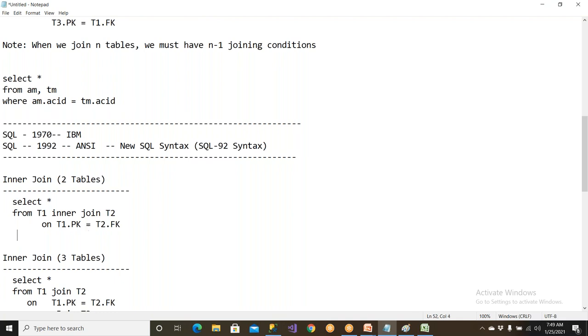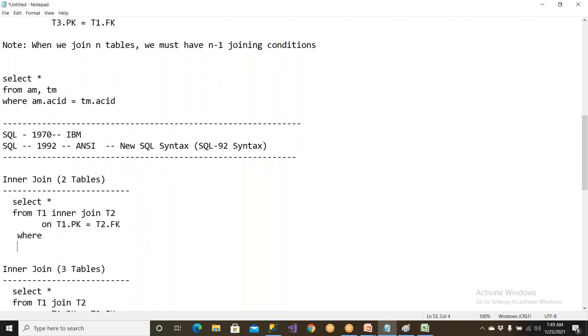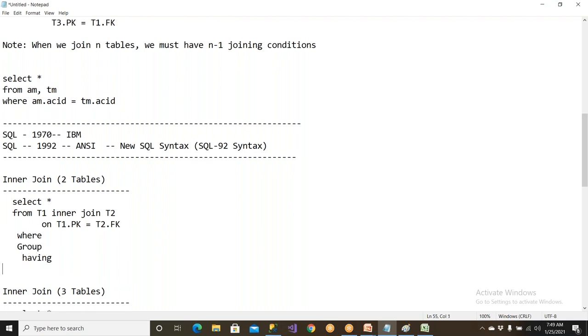After writing this, you can write the where clause and the group by clause. The having clause, everything can be used. Again, the order by clause, so all of them can be used. So that we'll see in tomorrow's class.